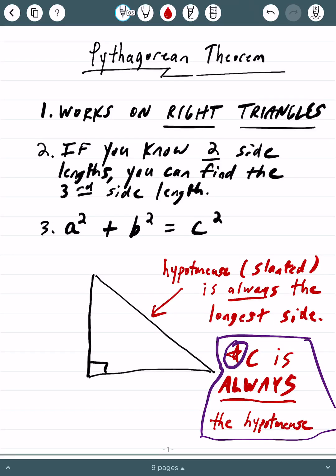How's it going, guys? We're going to start something I'm pretty sure you've not seen before, but maybe some of you have. This is called the Pythagorean Theorem.